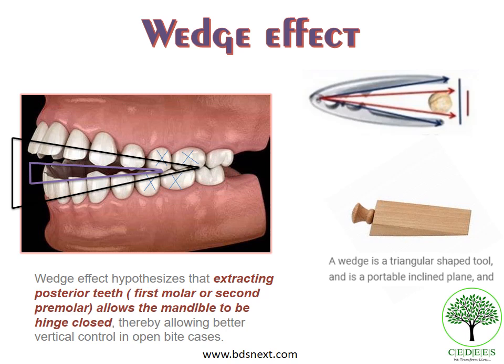Wedge is nothing but a triangular shaped tool, which I'm sure many of you have seen. It works on a portable inclined plane. It helps separating objects. It helps holding or stabilizing objects in a particular position or to lift objects, etc. If you've seen, a wedge is usually used when somebody is hammering on a log of wood to cut it into two halves. The hammer is usually being hammered onto this triangular wedge that helps to wedge it out or separate the log of wood into two halves.